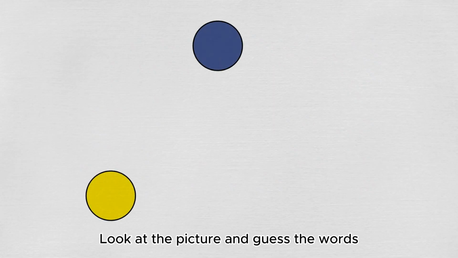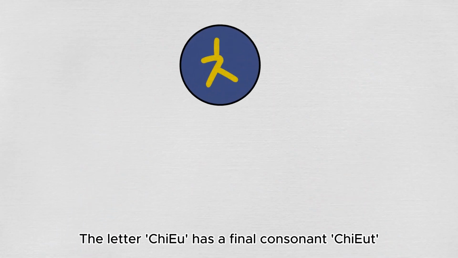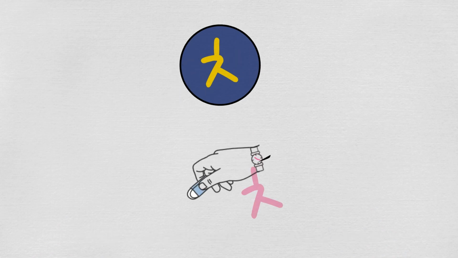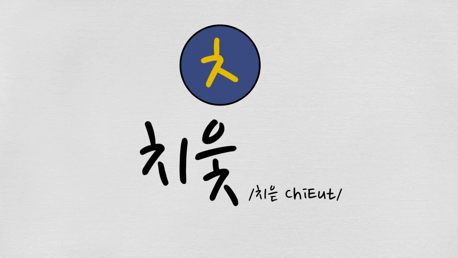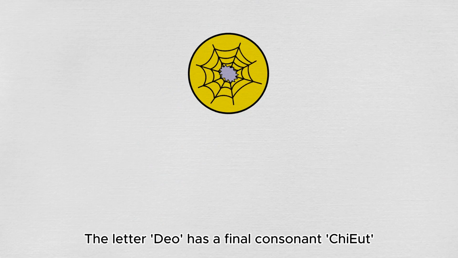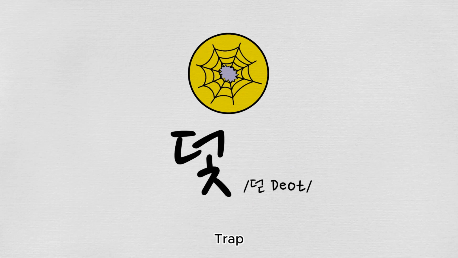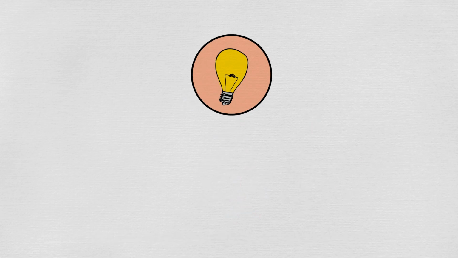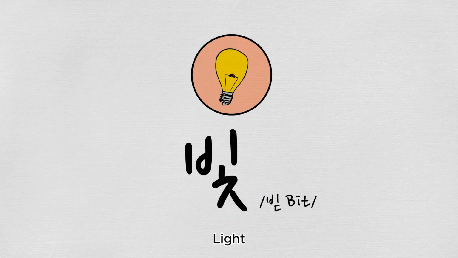Look at the picture and guess the words. The letter 치읓 has a final consonant. It's read as 치읓. The letter 더 has a final consonant 지읒. It's read as 덫, trap. 덫. The letter 비 has a final consonant 지읒. It's read as 빛, light. 빛.